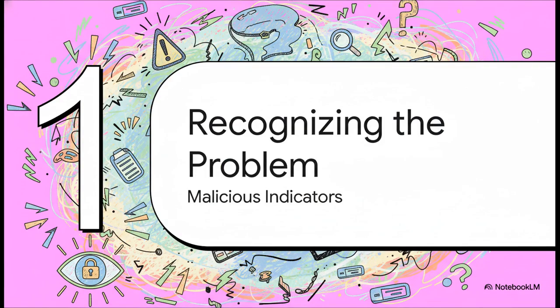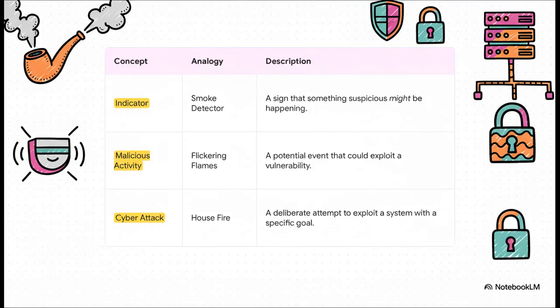So, what are we really looking for here? Well, we're on the hunt for what are called indicators of malicious activity. You can think of these as the first little alarm bells, the subtle clues telling you that something is just not right on your network. Now, on their own, they might not be proof of a full-blown attack, but they are signals that you absolutely, positively cannot ignore.